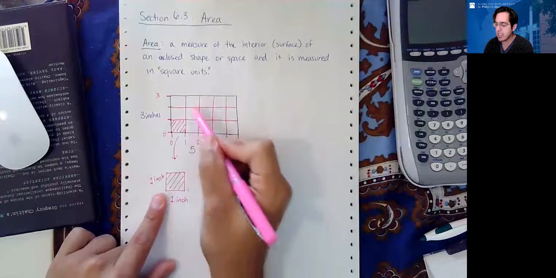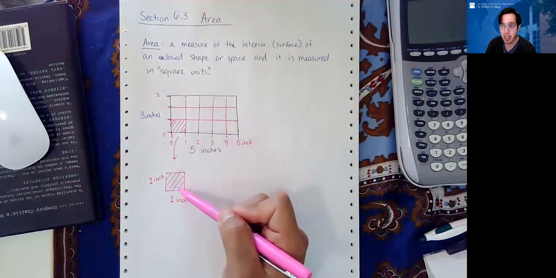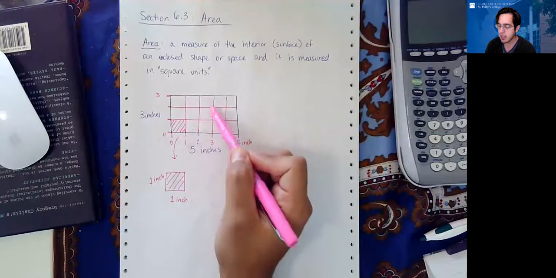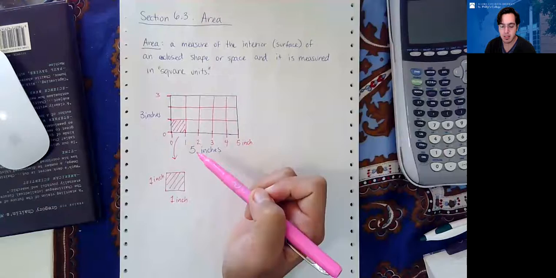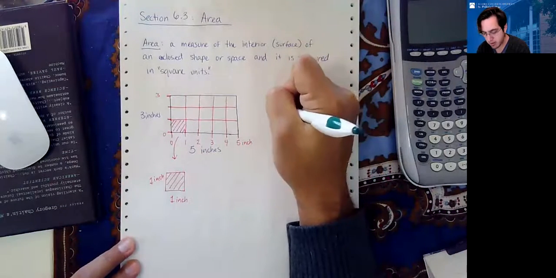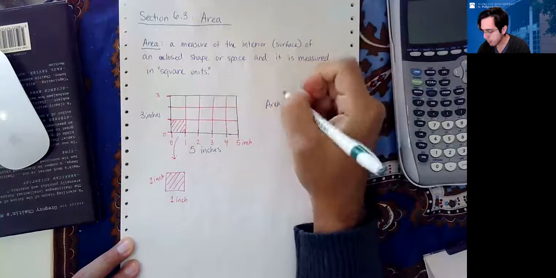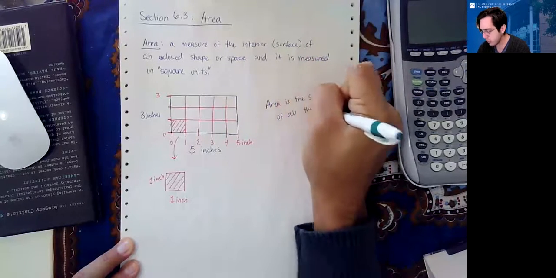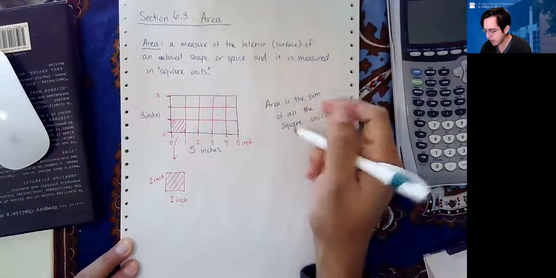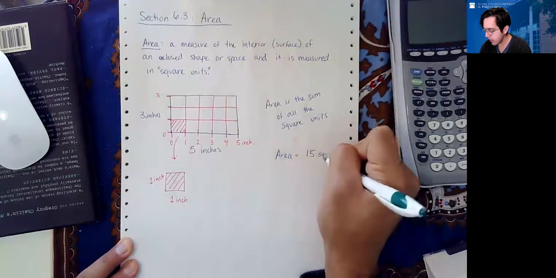And so if I wanted to count the interior of the whole rectangle to see how many of these 1-inch squares I have, well, I would count them up. 1, 2, 3, 4, 5, 6, 7, 8, 9, 10, 11, 12, 13, 14, 15. So that's why we measure area in square units. Area is the sum of all the square units. And the area of this rectangle is 15 square inches.